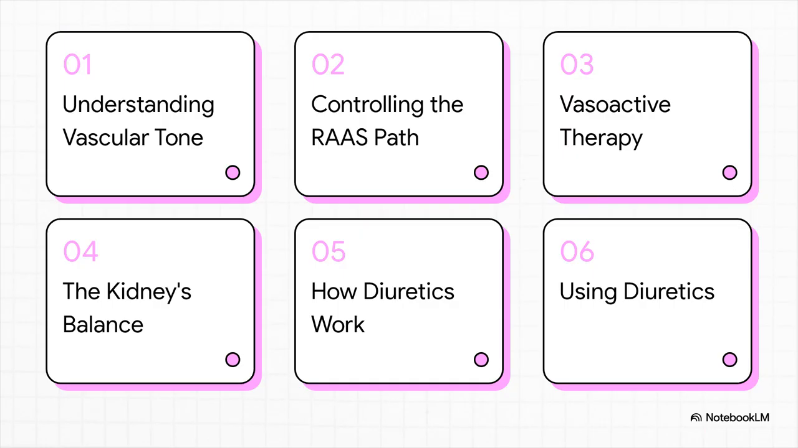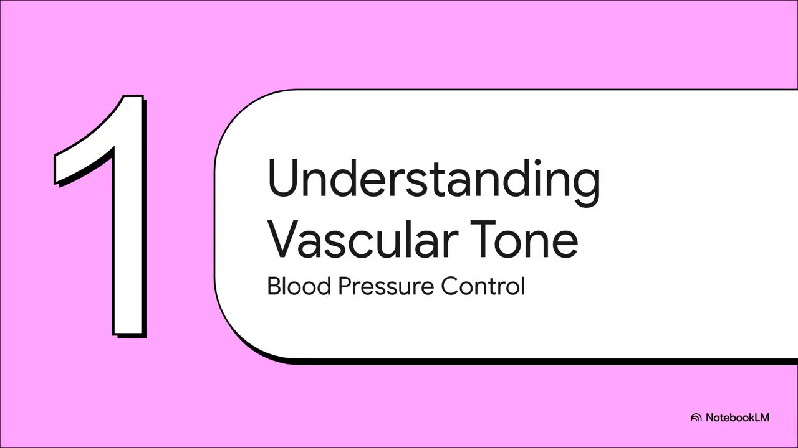We're going to start by building a really solid foundation in the physiology of vascular tone. From there, we'll dig into the super powerful RAS pathway and other vasoactive therapies. Then we'll shift our focus over to the kidney. First, getting a handle on its role in fluid balance, and then looking at how different diuretics work and how we actually use them in the clinic. All right, let's jump right into section 1.